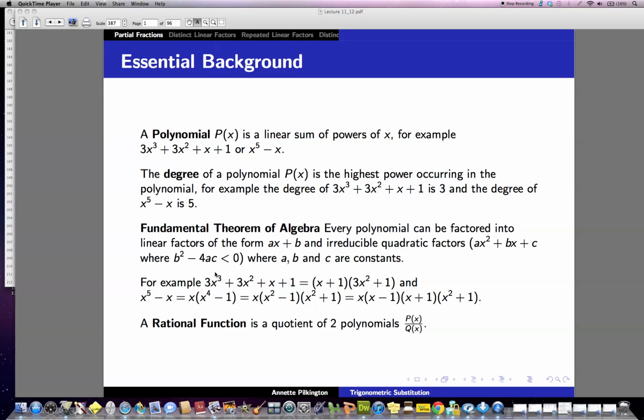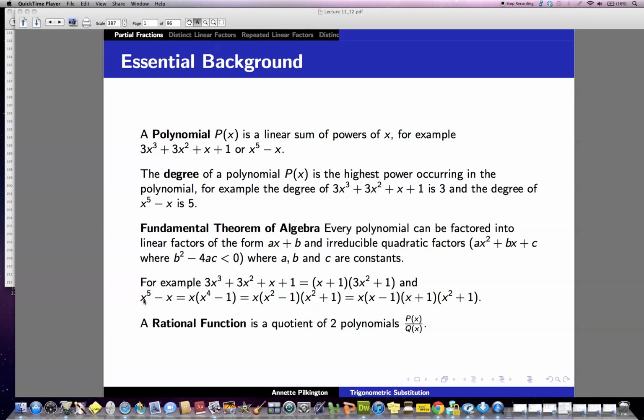You can identify them by checking the value of b squared minus 4ac. If that's less than 0, then this is an irreducible quadratic factor. If it's greater than or equal to 0, you can further reduce this quadratic into a product of linear factors.